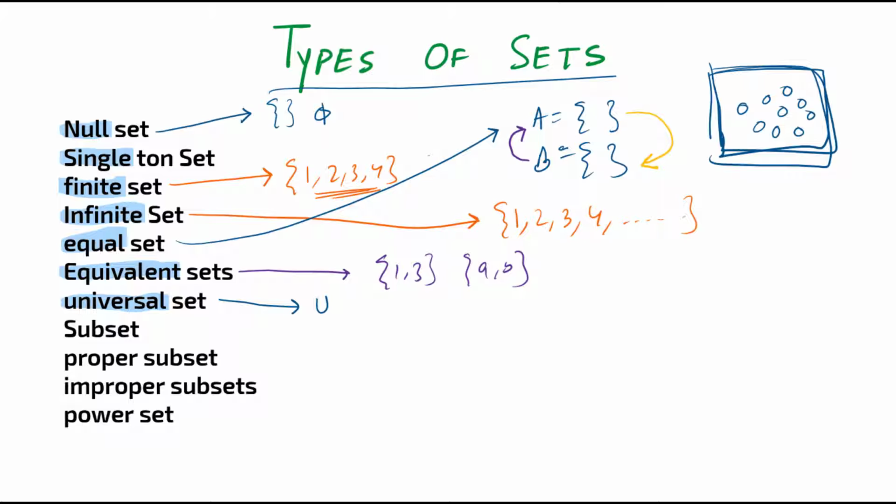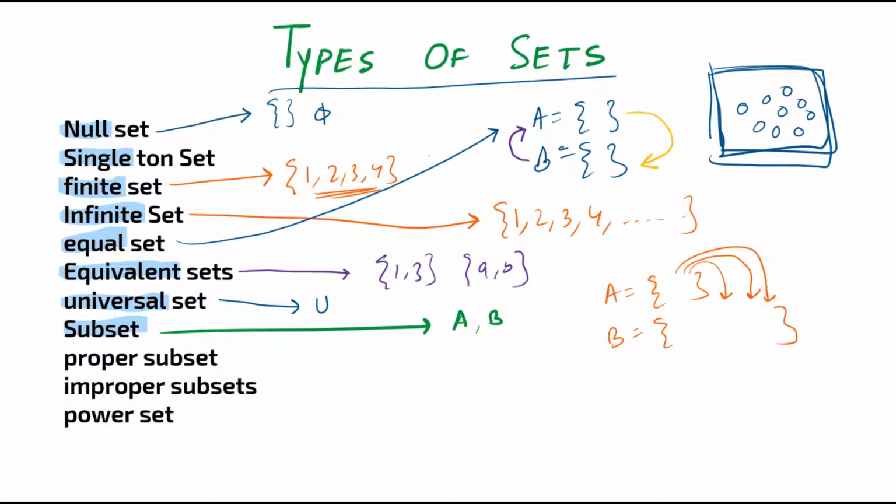Okay, so now subset. From the term it is very clear. Let's say you have 2 sets, for example, I have A and B. Now let A and B be 2 sets. If every element of A is an element of B, then A is called a subset, right? So what is happening here? Let's say I have A and I have B, which is a bigger set. Now if every element of A is inside of B, then A is a subset of B, right?